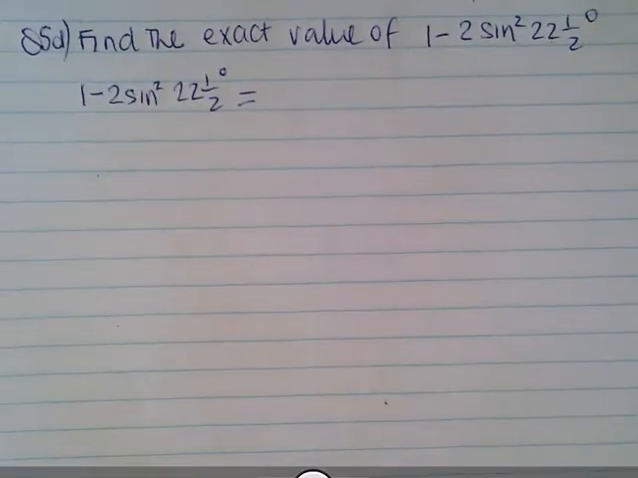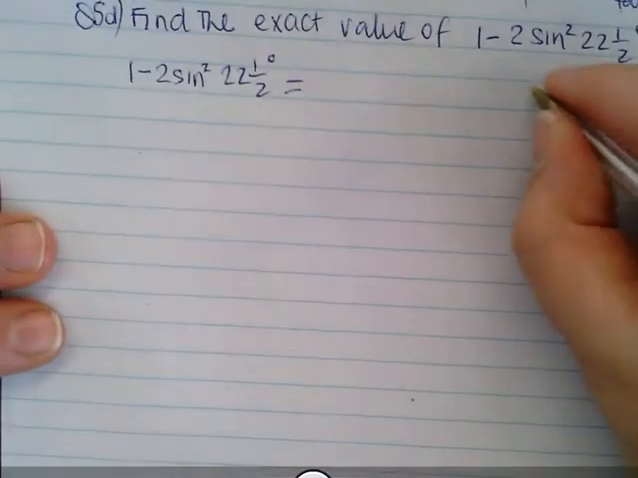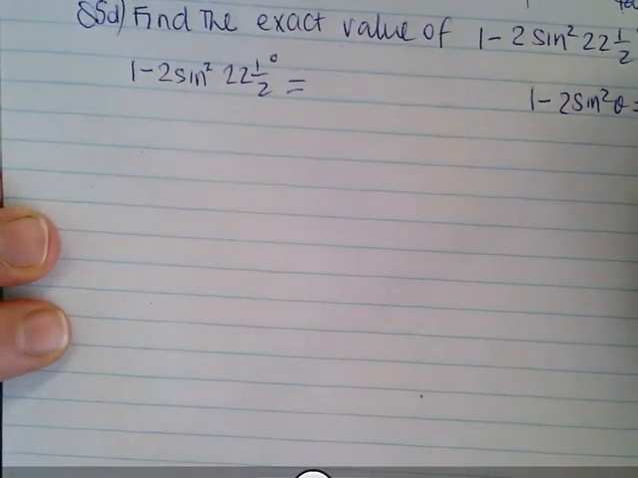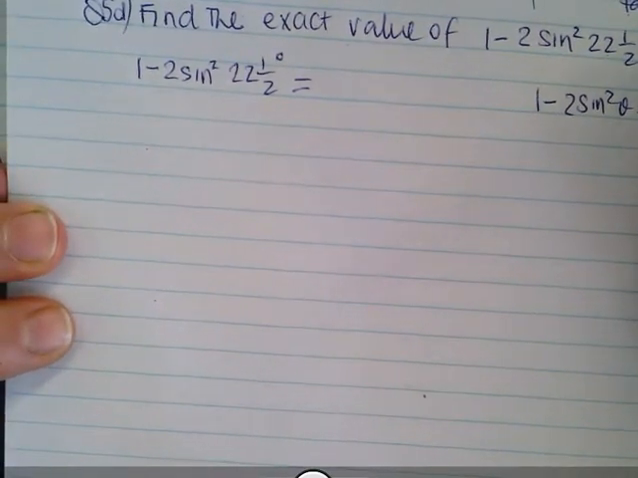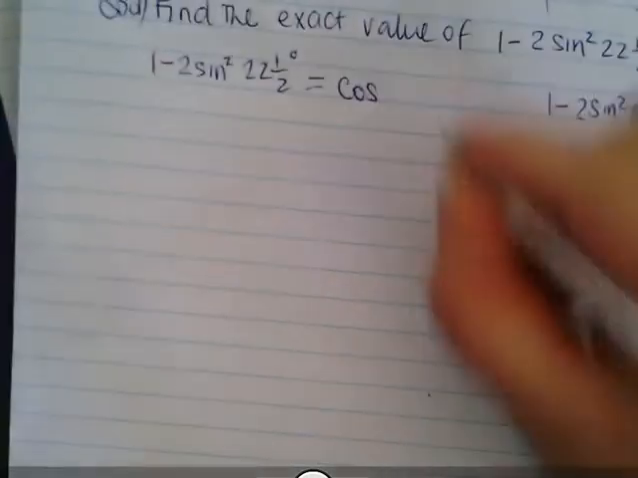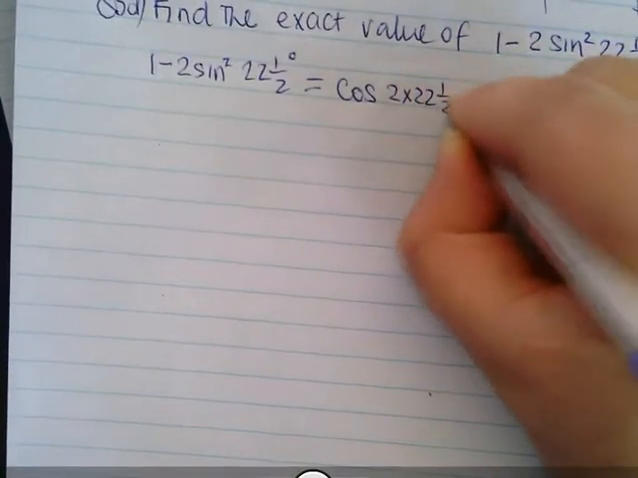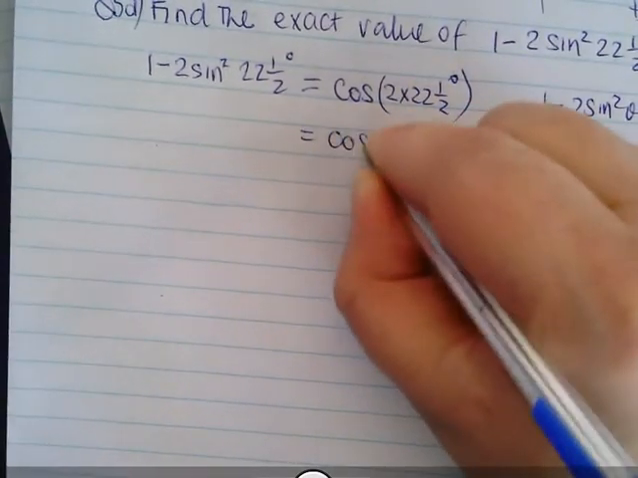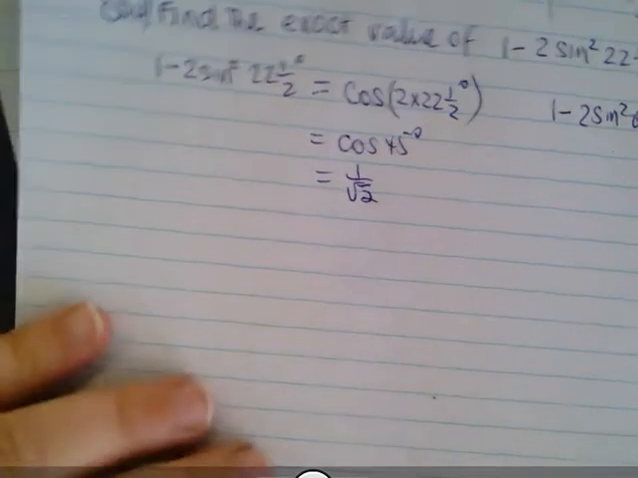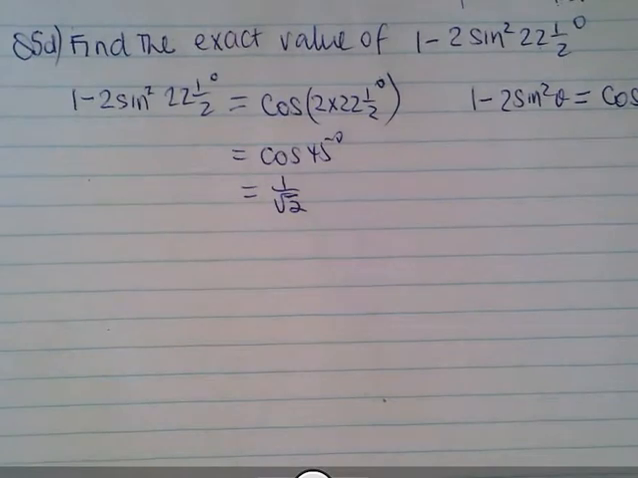Find the exact value of 1 minus 2 sine squared 22.5 degrees. Do you recognize it as anything? You know that 1 minus 2 sine squared theta equals what? What's that the result for? Cos of 2 theta. So that's going to equal cos of what? Yeah, 2 times 22.5 degrees, which is the cos of 45 degrees, which is 1 on root 2. Okay? Just so that you recognize those, all right?